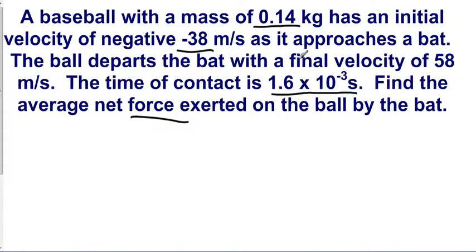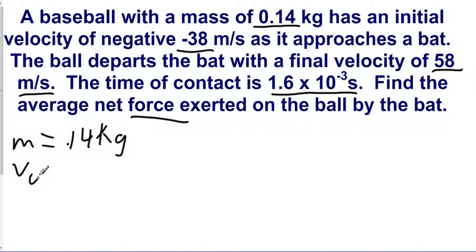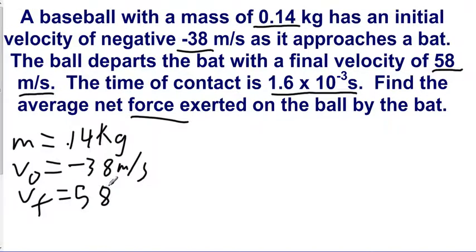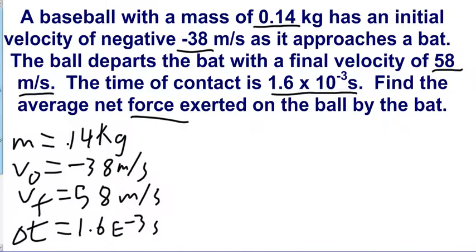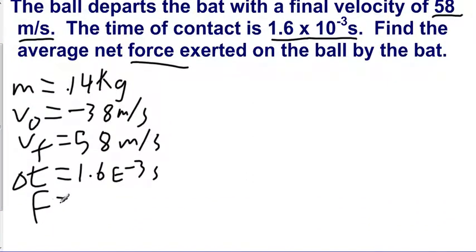And so if we look at all of our variables that are given to us, we can start listing these out. So we have a mass of 0.14 kilograms. We have an initial velocity of negative 38 meters per second. We have a final velocity of 58 meters per second. We have a time, or change in time, think of it like that, as 1.6 times 10 to the negative third seconds. And we are asked to find the force.